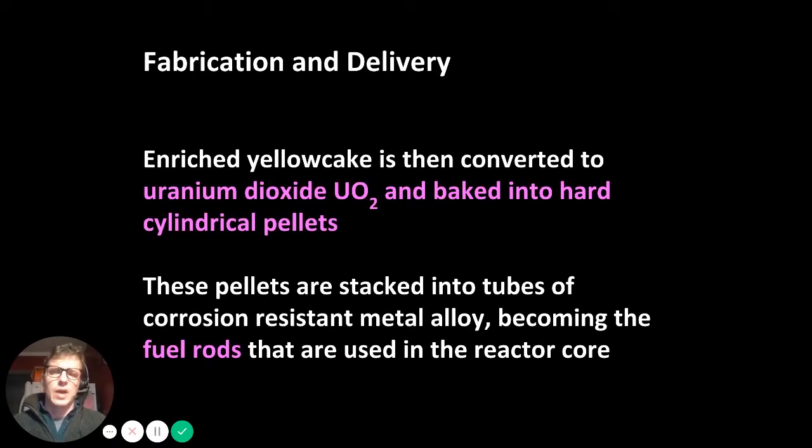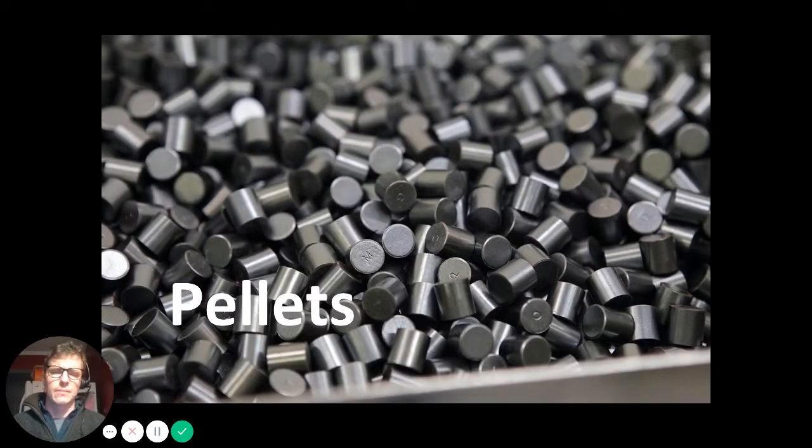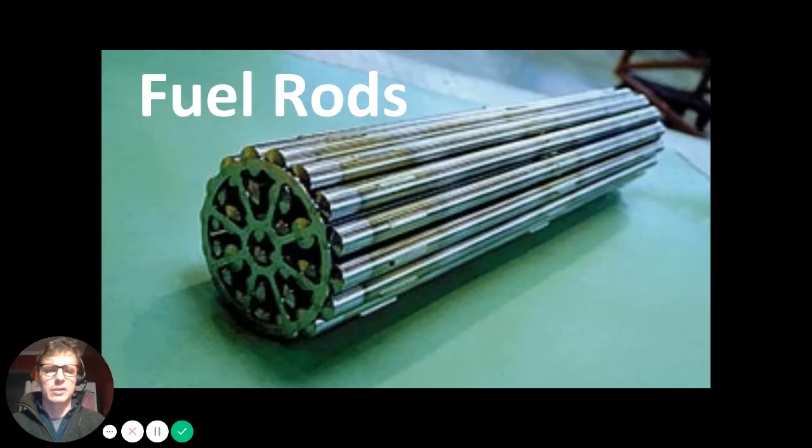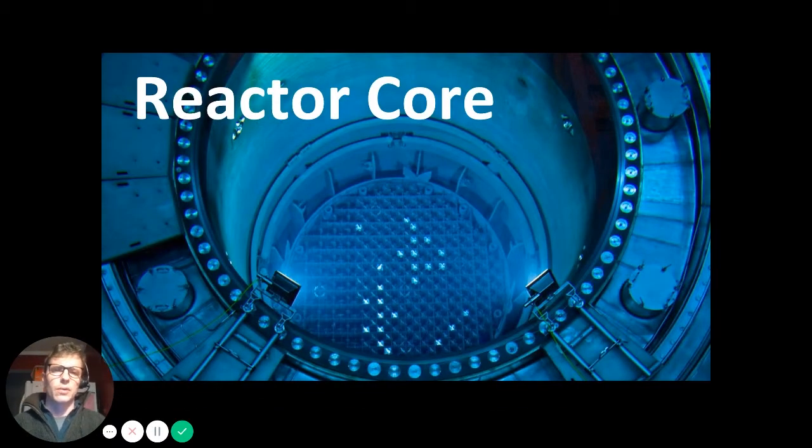And so once you have enriched yellow cake, so this would be yellow cake that has a higher concentration of, for example, U-235, it's then converted into uranium dioxide and baked into hard cylindrical pellets. These pellets are then stacked into tubes of corrosion-resistant metal alloy, becoming the fuel rods that are part of the reactor core. So here are some of the pellets. Here they're stacked into fuel rods, and then those fuel rods go into the reactor core, which is the sort of centralized place where the chain fission reactions are meant to occur.